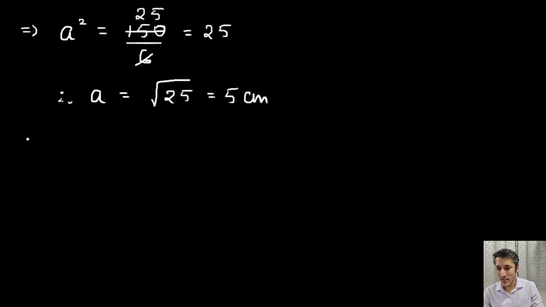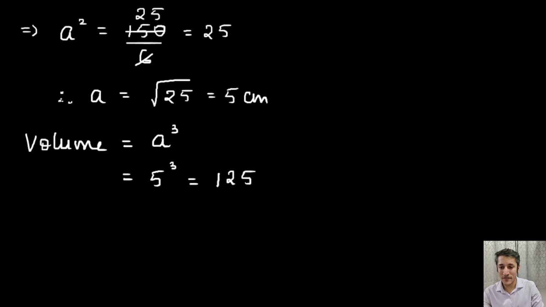Next, we need to find out its volume. So again, we know that the formula of volume of cube is A cube. So we get 5 cube, and we know that 5 cube is 125, and the units would be centimeter cube. So this is the answer. I hope this is clear to everyone.